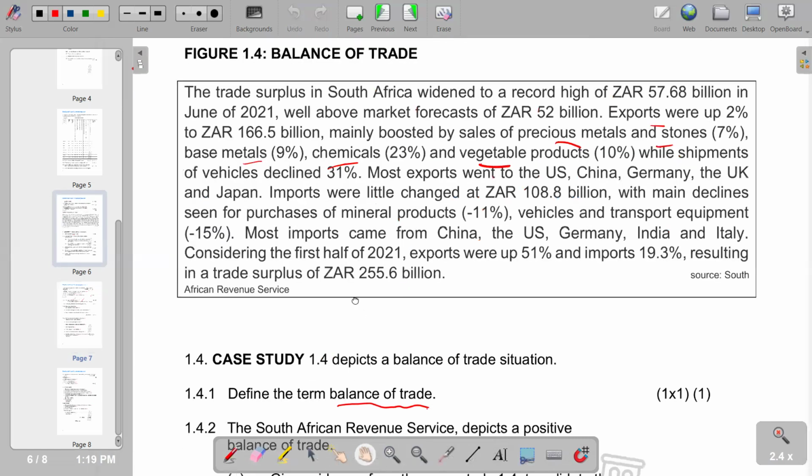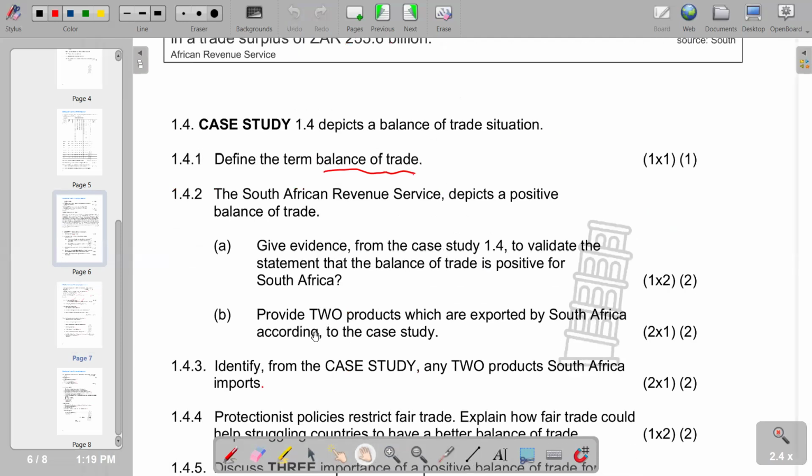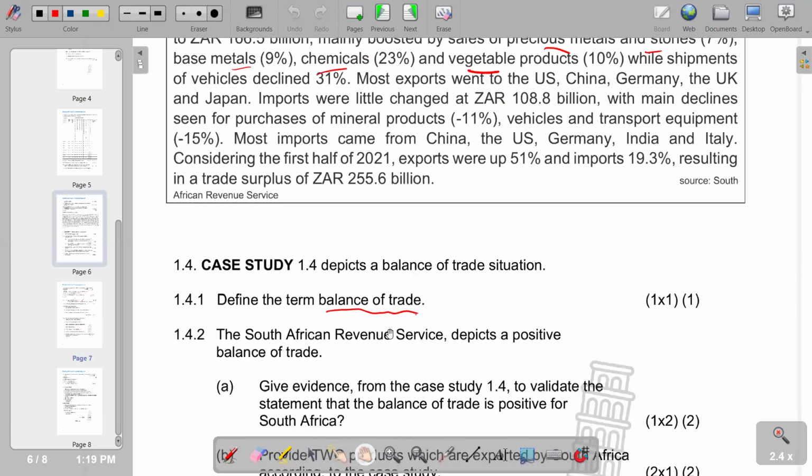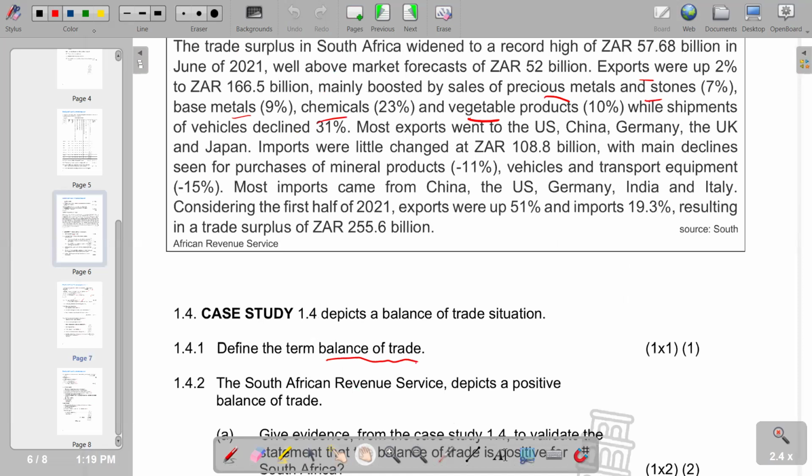And then we move on to the next part, 1.4.3, identify from the case study any 2 products South Africa imports. So we want those that are being bought from other countries. So we check there and see where we identify those. If you come to this sentence, it says, with the main decline seen for purchase of mineral products. So mineral products are being purchased from outside the country. We also have vehicles and transport equipment. So these are the ones that we have.